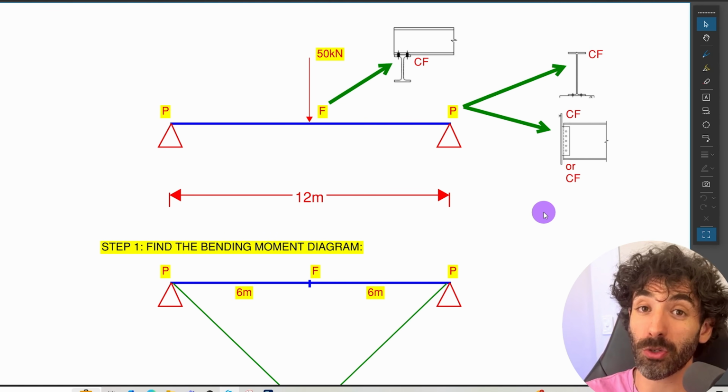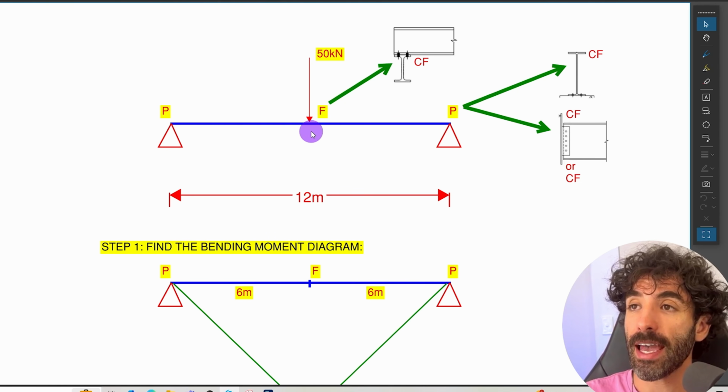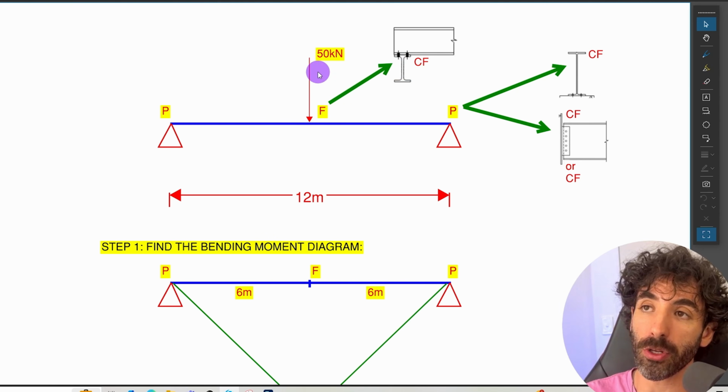Because if it was restraining the critical flange, we could classify those ends as fully restrained. And then at mid-span, we are classifying the cross-section as fully restrained, which is represented by the letter F. That is because we are assuming that this point load of 50 kilonewtons is coming from a secondary beam, which is connected to the top flange of our main beam.